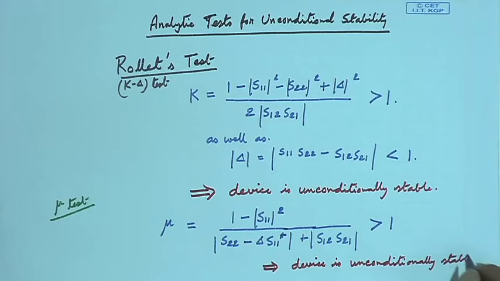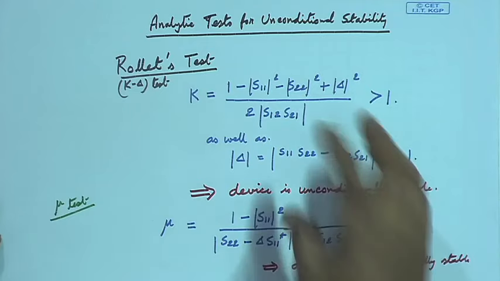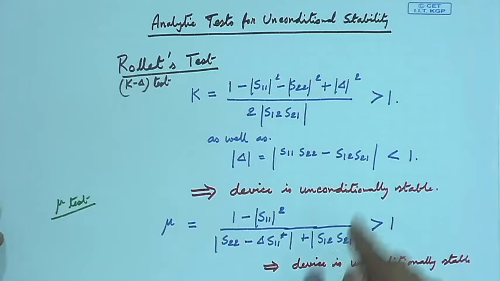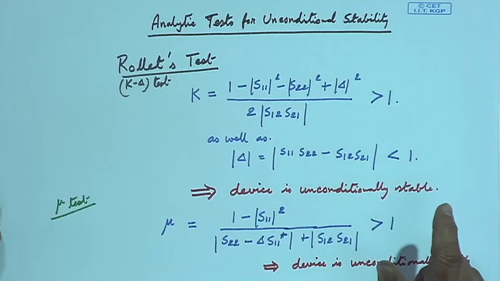So, any one of these tests you can do. Basically, from these equations, after manipulation, you can get this mu parameter. So, this is nothing new, but people have made it more convenient. If it fails any of these tests, then you need to draw the stability circles. Okay. So, let us see an example of this.